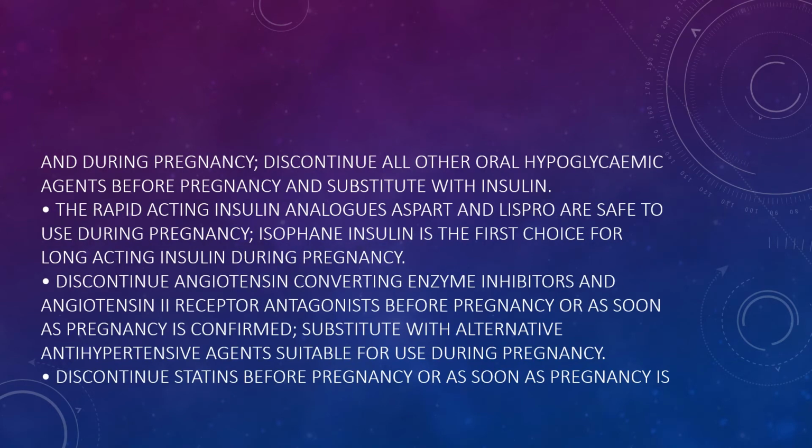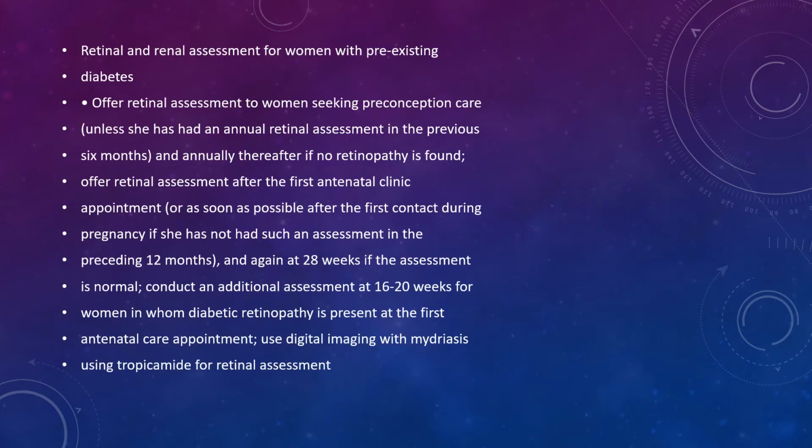And during pregnancy, discontinue all other oral hypoglycemic agents before pregnancy and substitute them with insulin. The rapid-acting and short-acting insulins are safe to be used during pregnancy, and isophane insulin is the first choice for long-acting insulin during pregnancy. Discontinue ACE inhibitors and discontinue statins before pregnancy or as soon as pregnancy is achieved.